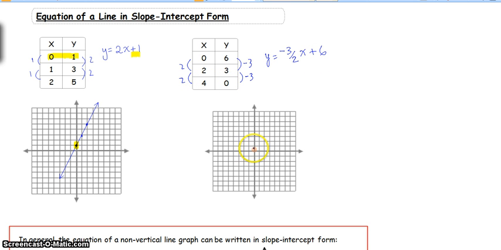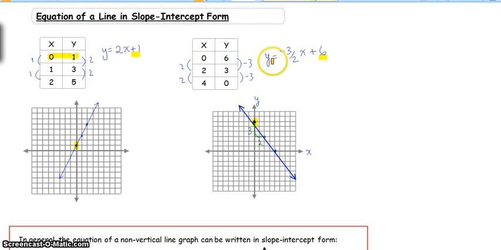Let's graph our points. 0, 6, 2, 3, and 4, 0. You'll notice yet again my y-intercept. Be careful, your y-intercept is the point at which you are intersecting the y-axis, as compared to the x-intercept, which is the point you're intercepting the x-axis. You'll notice yet again this is a linear function in which my constant rate of change is my slope, -3/2, and my y-intercept is the 6.